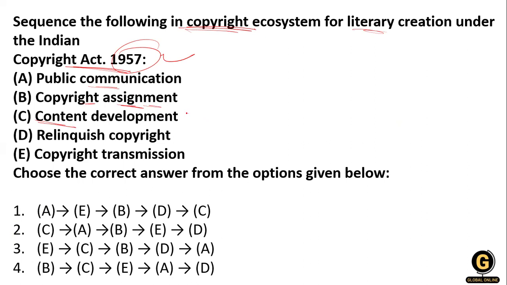First thing, you have to collect the content. After that, you communicate with the public, that means you are collecting information in simple words. And after that, you create an assignment of the copyright. After that, there is a copyright transmission from one person to another. And after that, you relinquish the rights. That means fifth one. So C is first, A second, B is third, the fourth one is E, and D. So the second option is right.